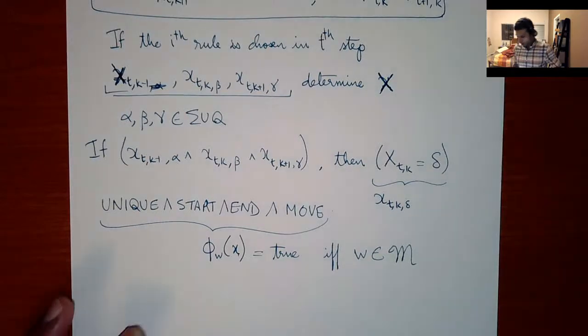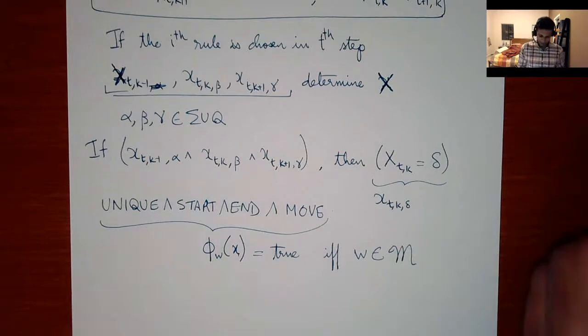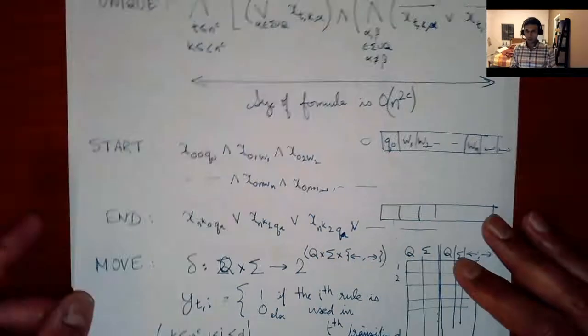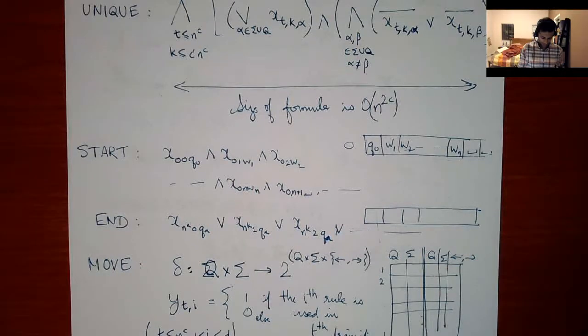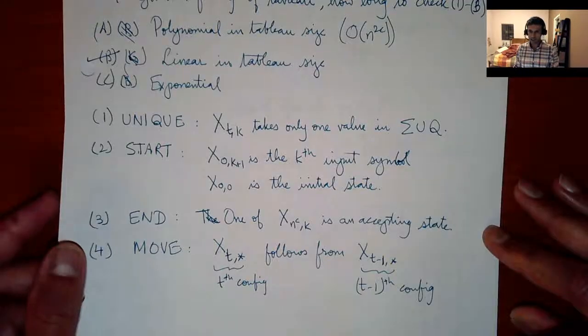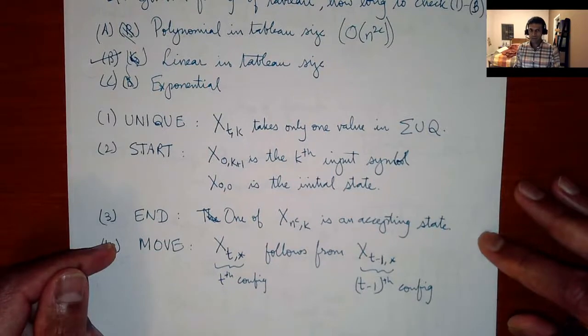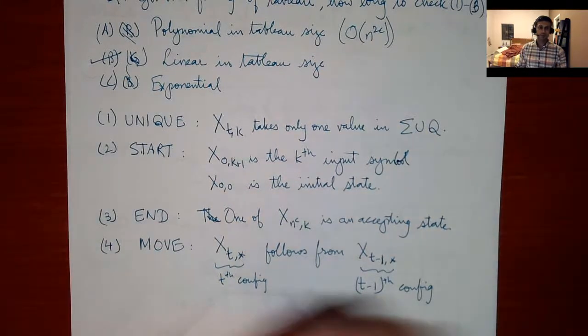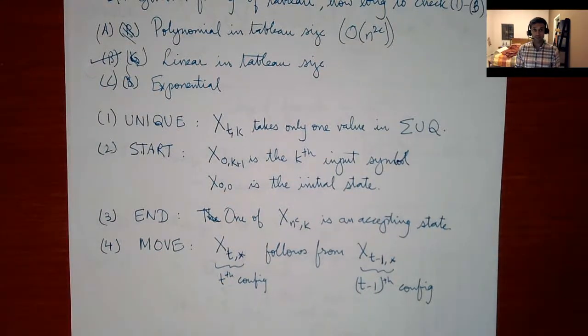Okay, so let me just describe this again, and maybe this will help. So remember, we're encoding the Tableau. We're saying the Tableau has to satisfy these rules. I'm going to encode all of this in a formula, and I'm going to argue that the construction of the formula can be done in polynomial time. Okay, so why is that?